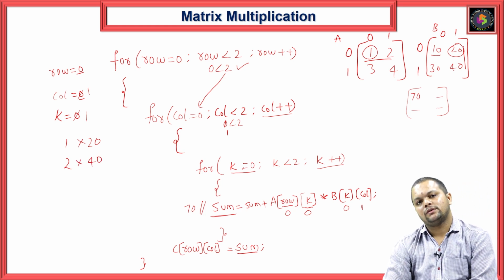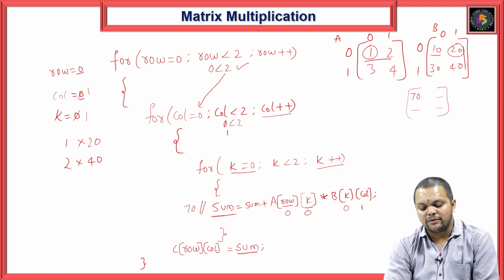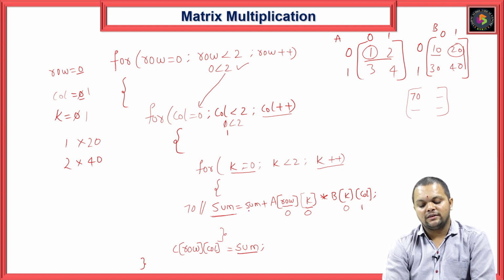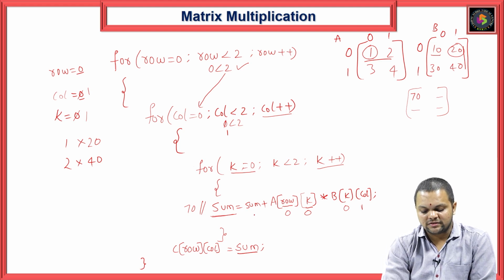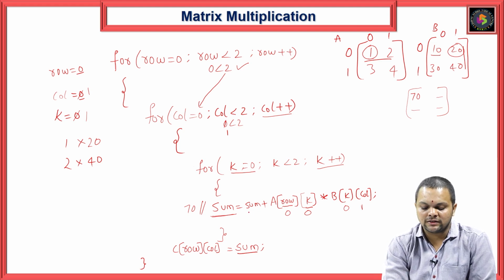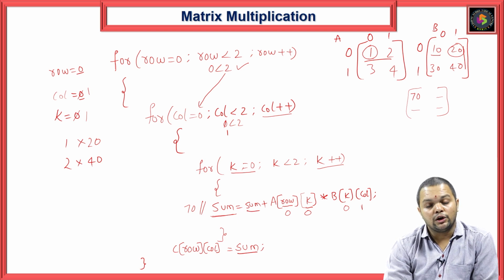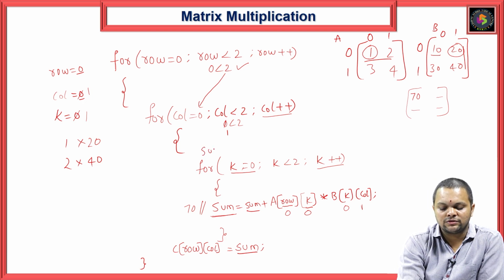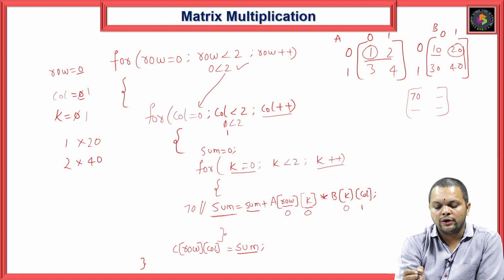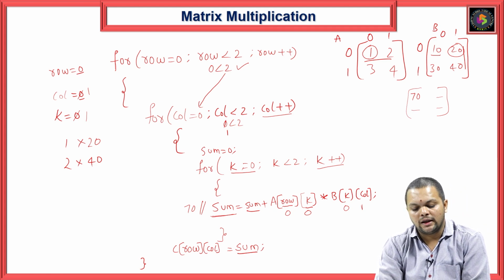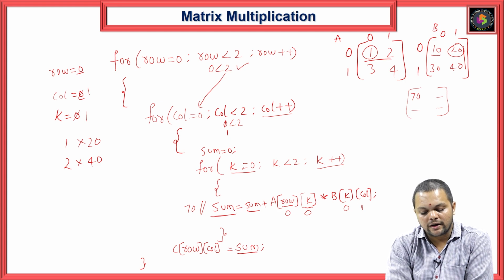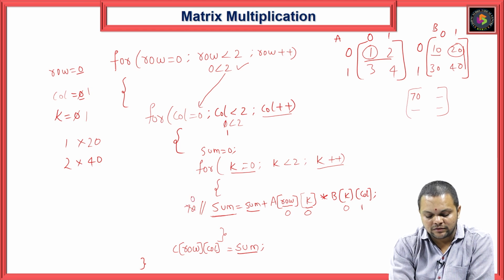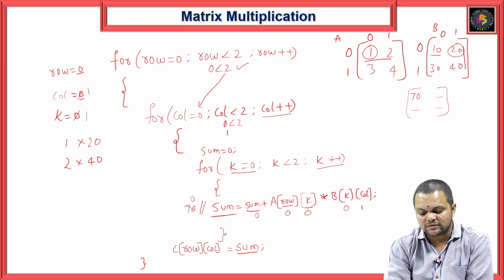But there is a problem here. What is that problem? Previously sum is storing a value of 70, so this will start with 70. We need to make sure that this starts with 0. In order to make sure of that, I'll initialize sum equal to 0 whenever we are entering into that column block. Now this sum value is replaced with 0, so 0 plus A of 0 0 into B of 0 1.